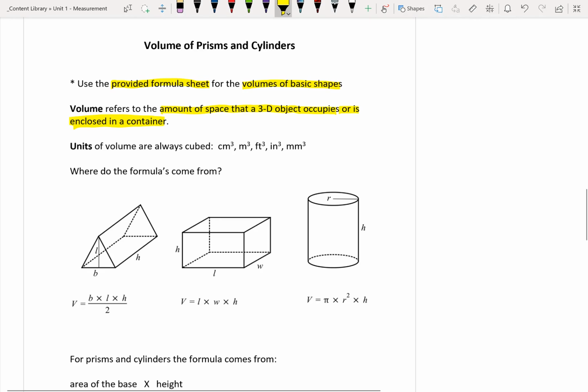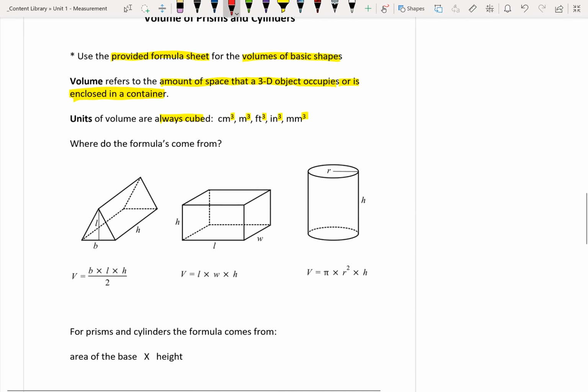If it's a solid object, it could be the amount of space it takes up. If it's a hollow object and we're looking for volume, it's the amount of space that it can hold. Our units for volume are always cubed. So we see the power of 3: centimeters cubed, meters cubed, feet cubed, and so on. That will indicate volume. So where do these formulas come from?